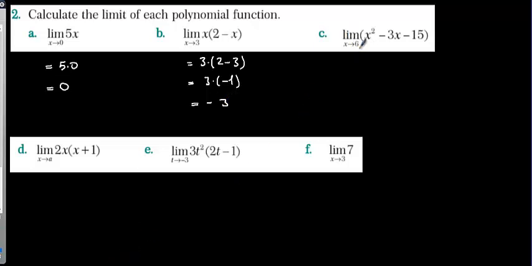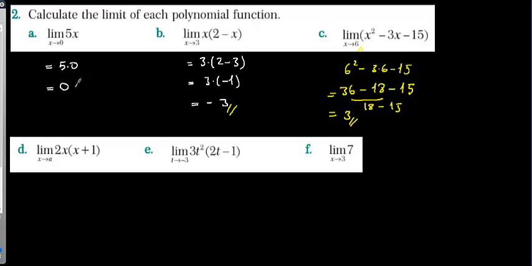Okay, here we are going to replace x by 6, so it's going to be 6 squared minus 3 times 6 minus 15. This is 36 minus 18 minus 15. 36 minus 18 is equal to 18, 18 minus 15 is equal to 3. 3 is the answer.